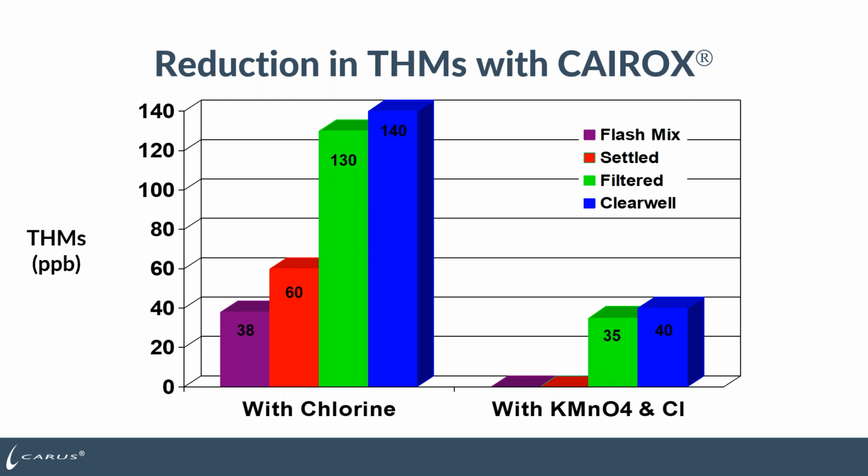Filtered water, as it passed through all the settling basins into the filters, was at 130, so we're well over the 80 parts per billion. Clear well at 140. With the change to treatment, no disinfection byproducts formed, so THMs are at 0 in the flash mix and the settled water. When they added chlorine to the filtered water, we got about 35 parts of THMs. And then after the clear well, you're at 40. So you're at 40 going out to the distribution system, so half of what the current regulation is.